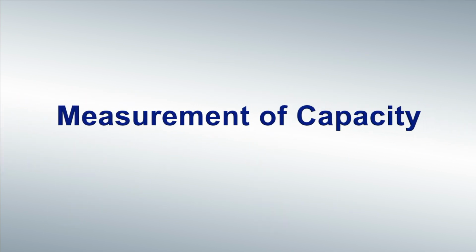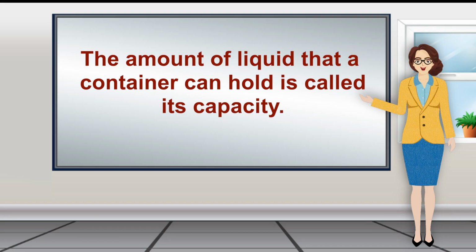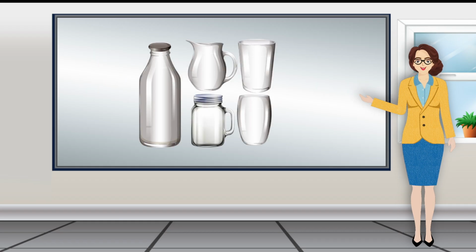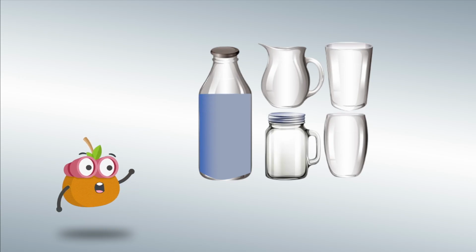Measurement of capacity. How can we know how much liquid a container holds? The amount of liquid that a container can hold is called its capacity. Let's learn it from the given image of containers. Can you tell which container can hold more water? I think the bottle is bigger, so it will hold more water.